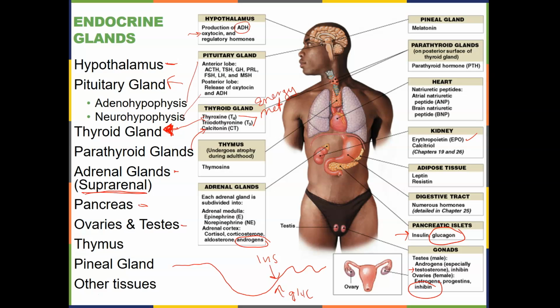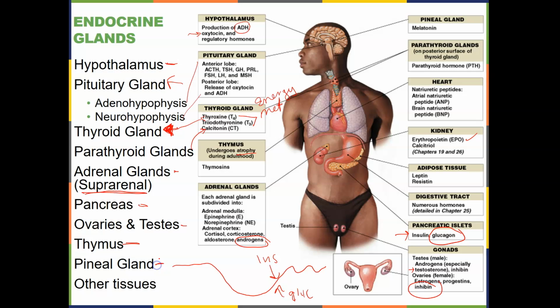It's pretty interesting. The thymus, which is located kind of close to the heart, right here, is definitely inferior to the thyroid itself and the parathyroids. The thymus produces thymosins, and basically the thymus is pretty big when we're young, but it starts shrinking down, or it undergoes atrophy as we age into adulthood. And so this is part of our immune regulation system.